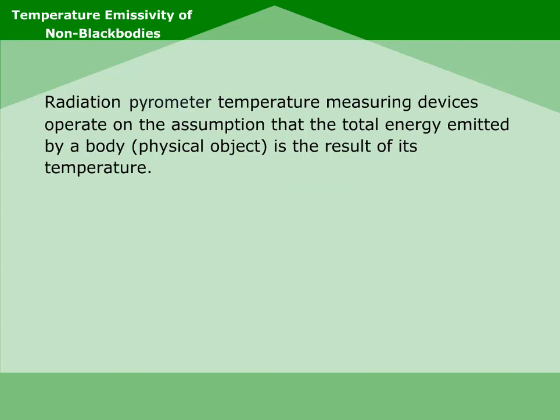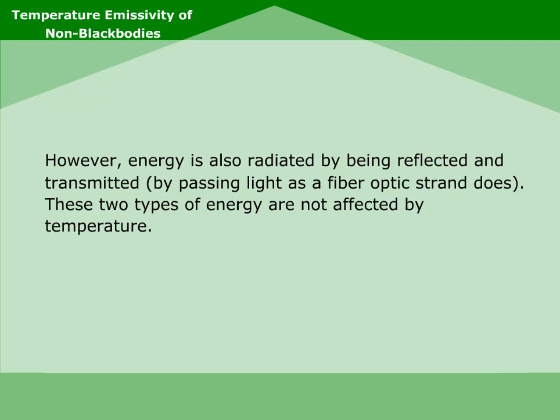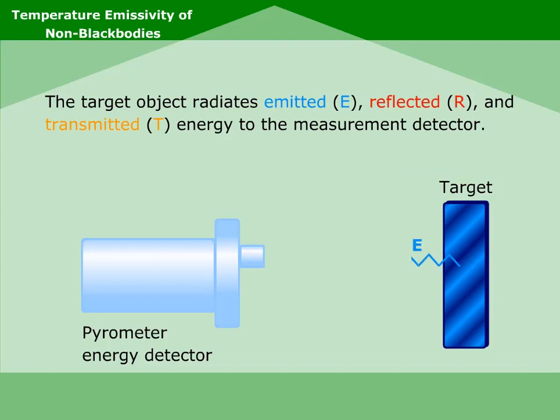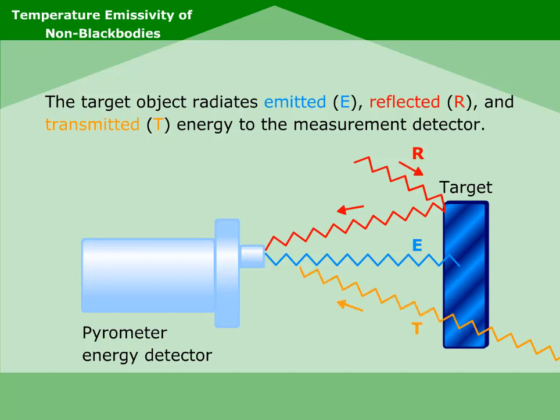Radiation pyrometer temperature measuring devices operate on the assumption that the total energy emitted by a body or physical object is the result of its temperature. However, energy is also radiated by being reflected and transmitted by passing light as a fiber optic strand does. These two types of energy are not affected by temperature. The target object radiates emitted, E, reflected, R, and transmitted, T, energy to the measurement detector.